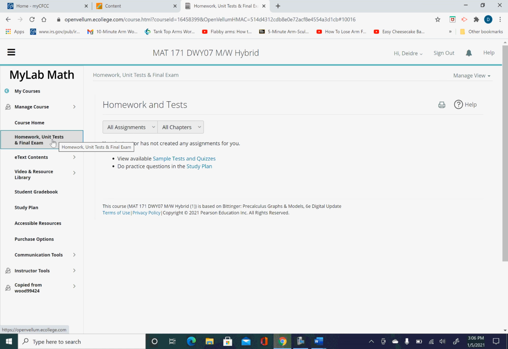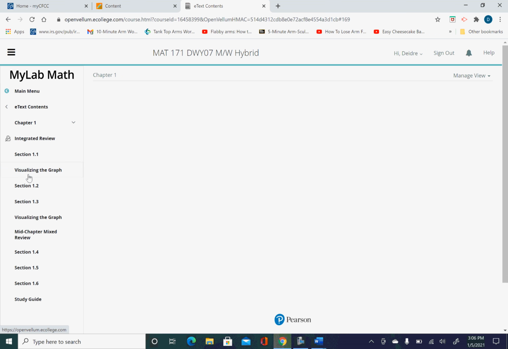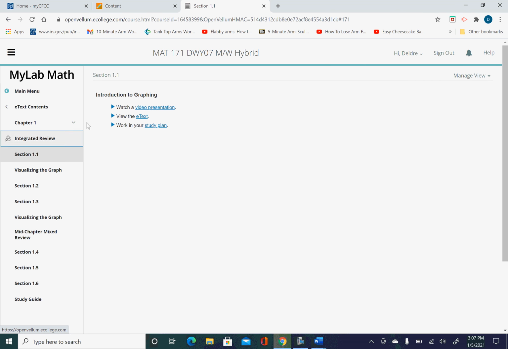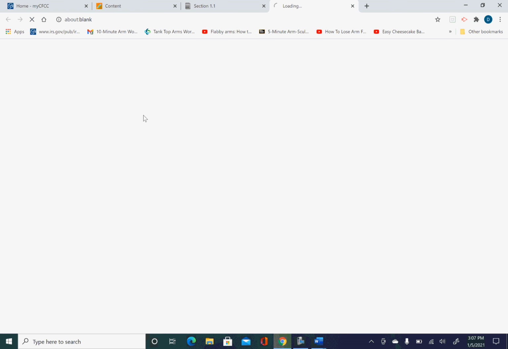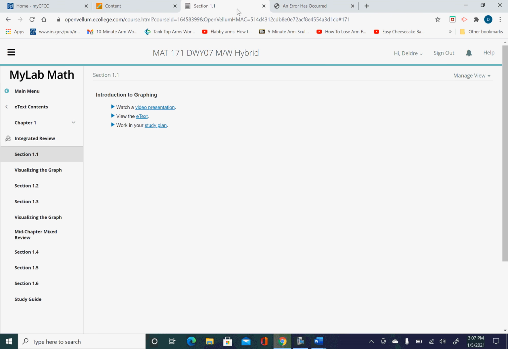Now, the test and the final exam aren't going to become available until their testing windows, but all of the homework is available to you. And then I'm going to click on the ebook. This is where you can click on the particular section, chapter 1. You can go to section 1.1, and then you can see here's the actual ebook itself. Of course, there would be an error, but it does exist.